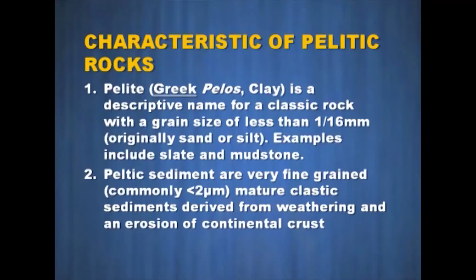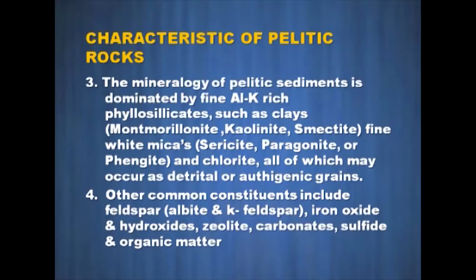Characteristics of pelitic rocks. First, pelites, from the Greek pelos meaning clay, is a descriptive name for clastic rocks with a grain size of less than 1/16 millimeter, originally sand or silt. Examples include slate and mudstone. Second, pelite sediments are very fine grained, commonly of size less than 2 millimeter, mature clastic sediments derived from the weathering and erosion of continental crust.